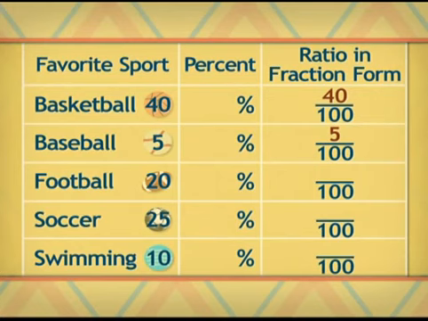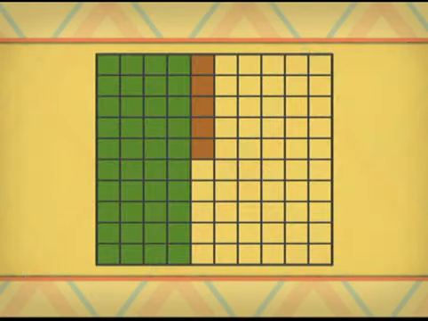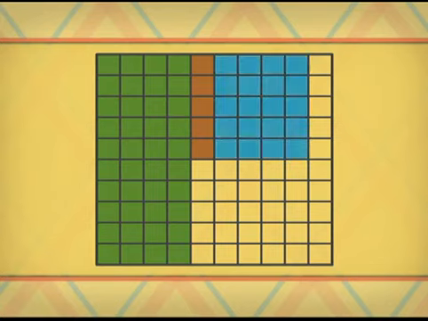That's 20/100, or if we write that in fraction form, 20/100ths. All right, now let's show that on the grid. So we need to pick a different color and color in 20 squares. Make sure that you pick a third color and shade in 20 squares for the students who chose football.